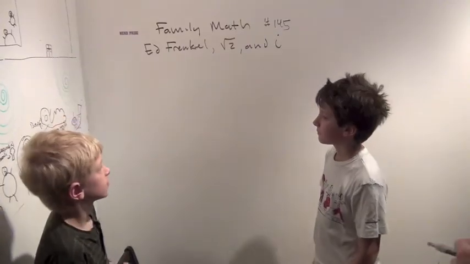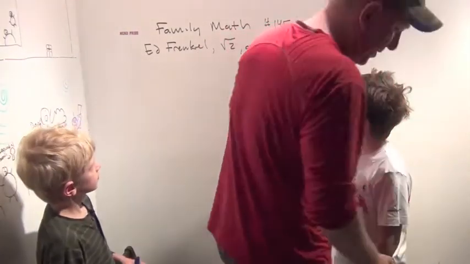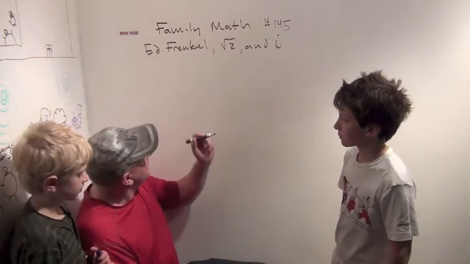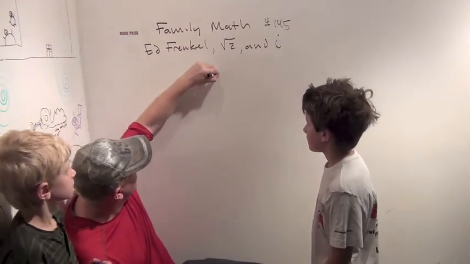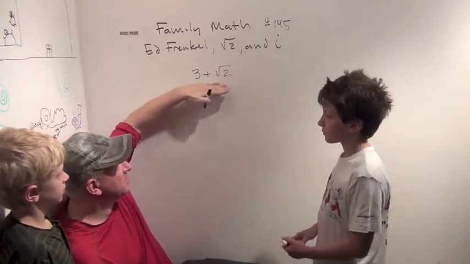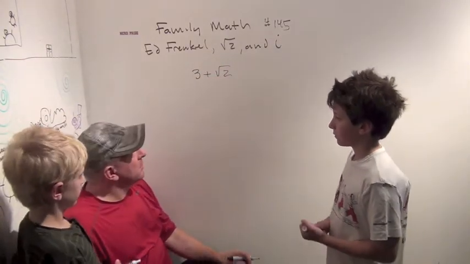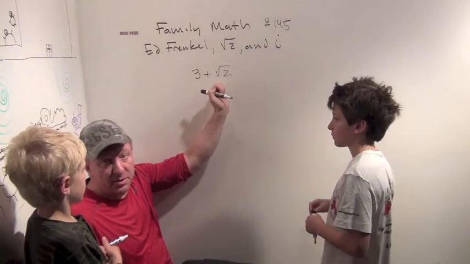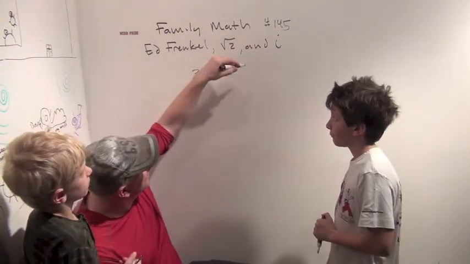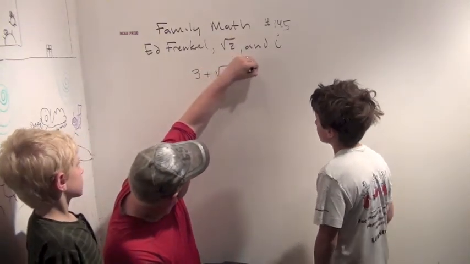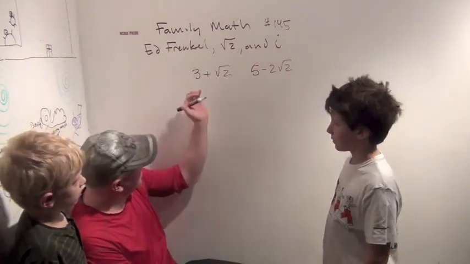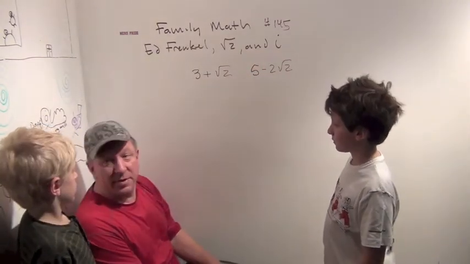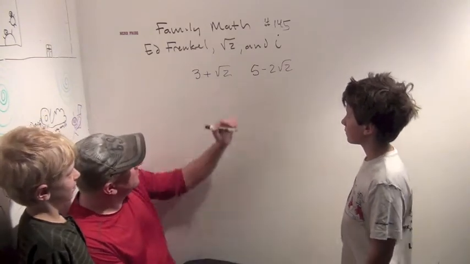Okay, so first let's look at some numbers that look like this. Say, 3 plus the square root of 2. So it's a rational number plus an irrational number. Not just any old irrational number, plus the square root of 2. Or I might look at a number like 5 minus 2 times the square root of 2.